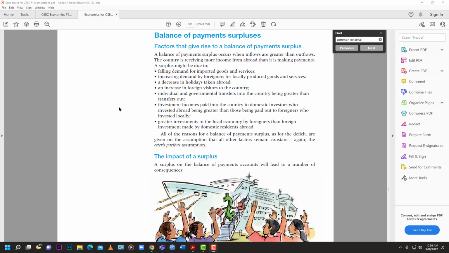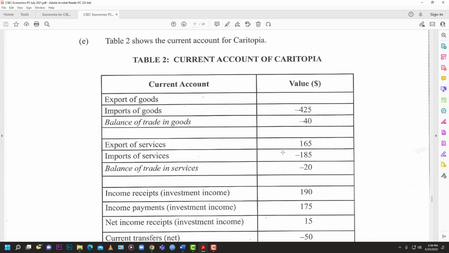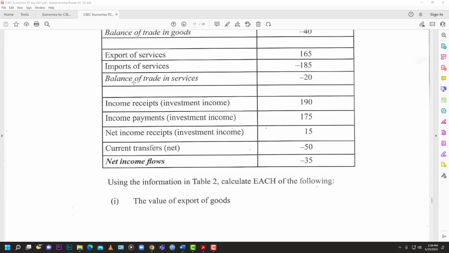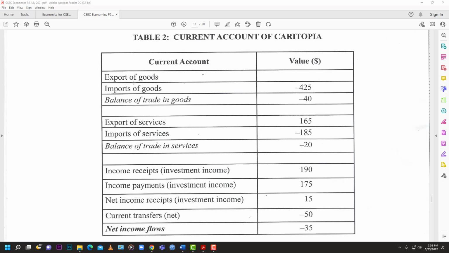Alright, so the beautiful thing about these questions is that you can read the textbook and some of the answers are just right there in your face, right? Number 5E now is asking us to do some small calculations. Nothing too involved, nothing too messy, just some small calculations. So they say here, Table 2 shows the current account of Caritopia. And so we have the current account right here. We have exports of goods, imports of goods, balance of trade in goods. We have the numbers attached to each of them, except for the exports, which we're going to find out later. Export of services, import of services, balance of trade in services.